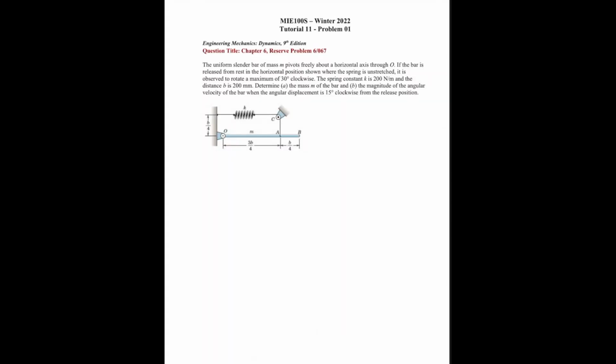Okay, so starting with problem 1, we've got a uniform slender bar of mass m pivoting freely about a horizontal axis through O. If the bar is released from rest in the horizontal position shown, where the spring is unstretched, it is observed to rotate a maximum of 30 degrees clockwise. The spring constant K is 200 Newton per meter, and the distance B is 200 millimeters. Determine A, the mass of the bar, and the magnitude of the angular velocity of the bar when the angular displacement is 15 degrees clockwise from the release position.